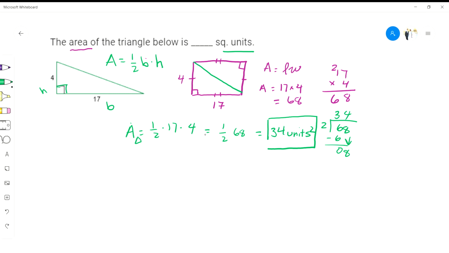So obviously this is a little bit more work than you necessarily need just to find the area of a triangle. You just use the formula. But I think it's important sometimes to figure out, where did we get this? Why is it 1/2 base times height? And the reason is because it's just half of a rectangle.